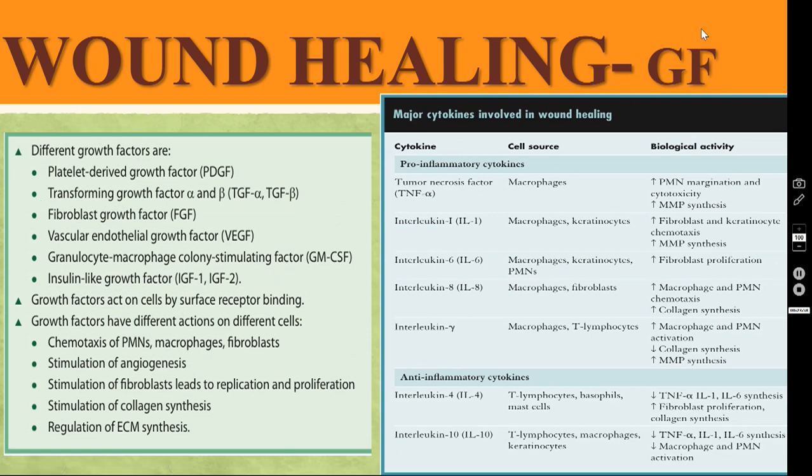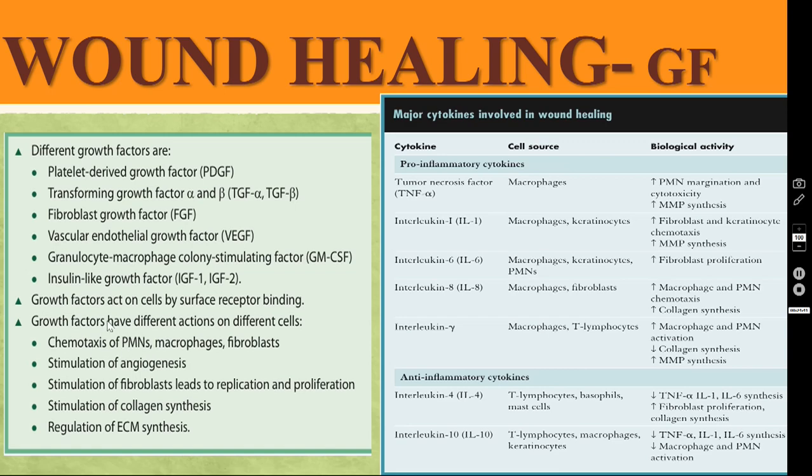Coming to the various growth factors involved in wound healing, they are platelet-derived growth factor (PDGF), transforming growth factor alpha and beta, fibroblast growth factor, vascular endothelial growth factor, granulocyte macrophage colony stimulating factor, insulin-like growth factor. These are the various growth factors involved in wound healing. The growth factors act on cells by surface receptor binding. Growth factors have different actions on different cells.